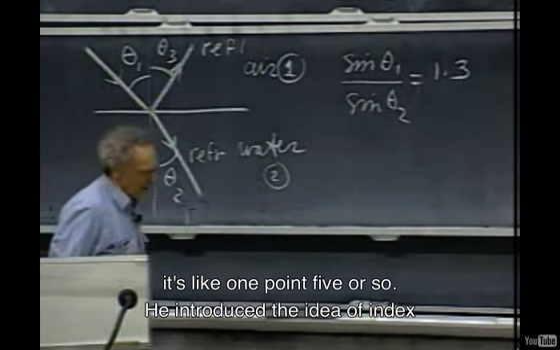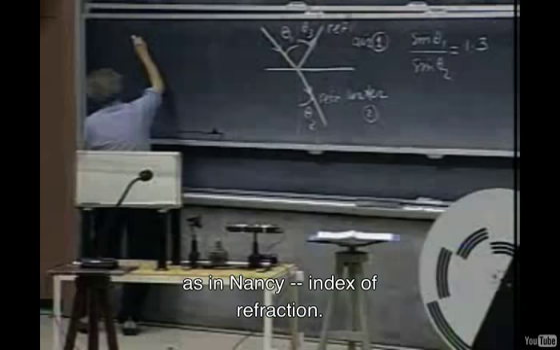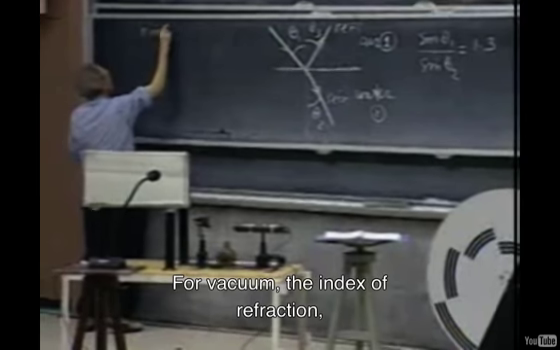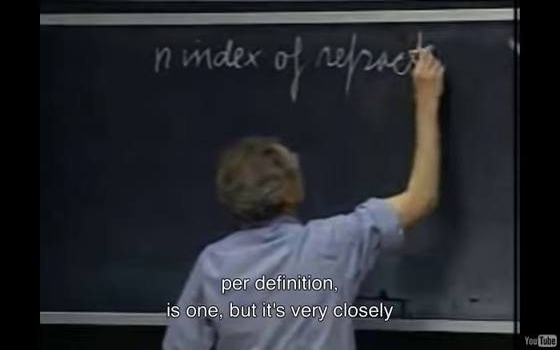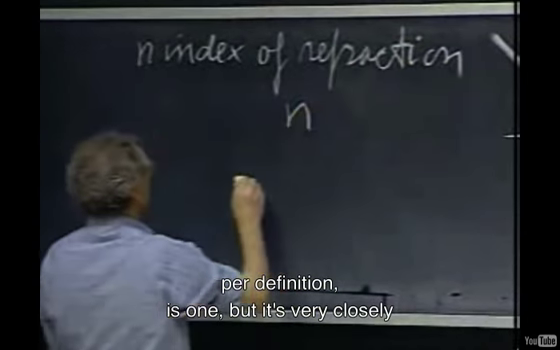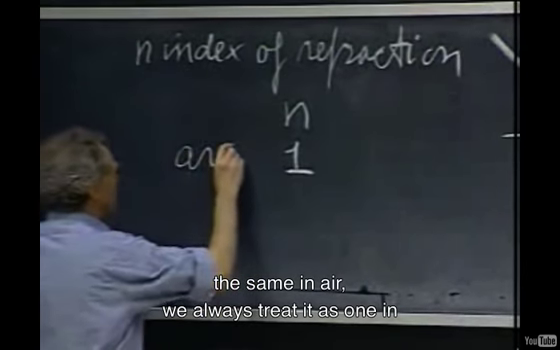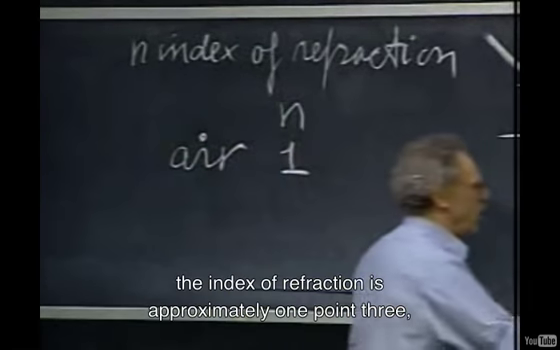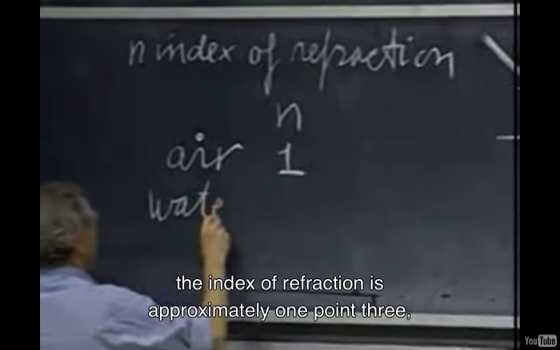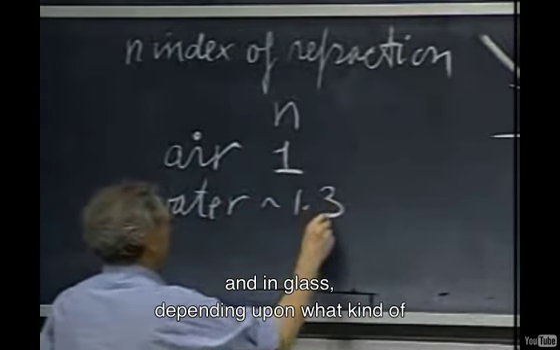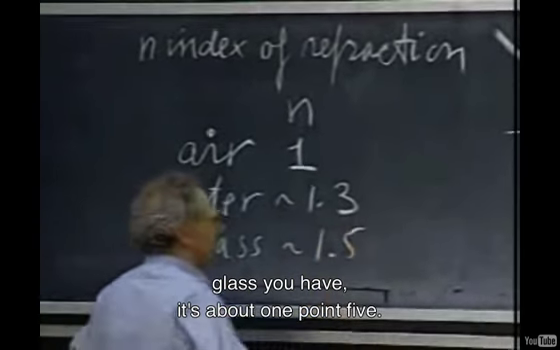He introduced the idea of index of refraction, which I will call N, as in Nancy, index of refraction. For vacuum, the index of refraction by definition is 1, but it's very closely the same in air. We always treat it as 1 in air. And in water, the index of refraction is approximately 1.3, and in glass, depending upon what kind of glass you have, it's about 1.5.